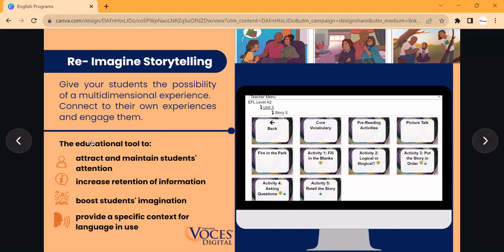So why are we using this tool? We know that stories have a really high impact on students' and people's brains. It helps us attract and maintain students' attention. It also helps us increase retention of information. It helps boost students' imagination, and provides a specific context for language in use. Therefore, we are using this series to support a storytelling and story-based approach.